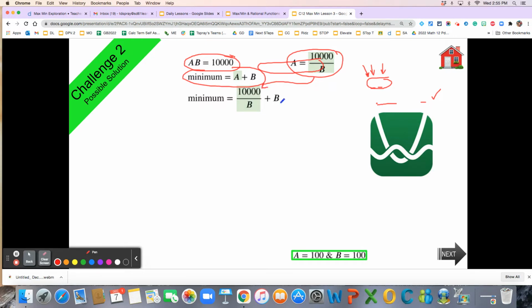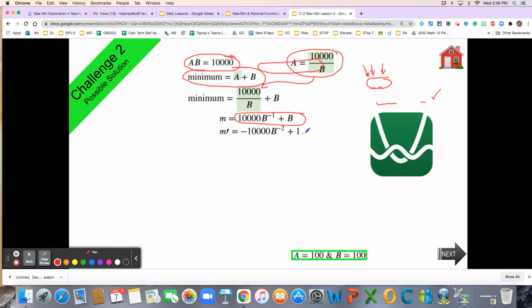Is this a good time to take the derivative, or should I make a common denominator? Pause the video and think about it. Please do not make a common denominator. You do not want to create a situation where you need a quotient rule. So let's just stay in this realm here. I'm going to rearrange this using exponent laws. And at this point here, you can see that that's a pretty straightforward derivative. So the derivative of 10,000 b to the negative 1 is negative 10,000 b to the negative 2, and the derivative of b is 1.